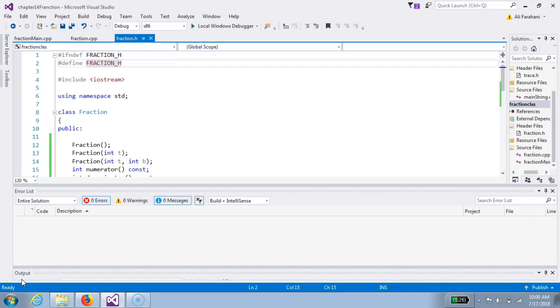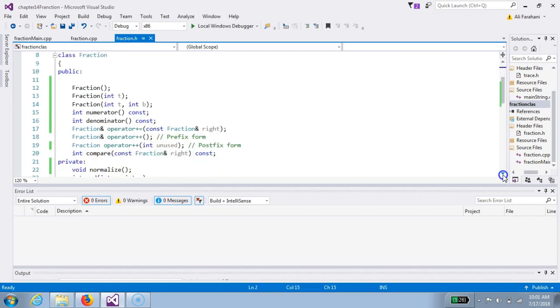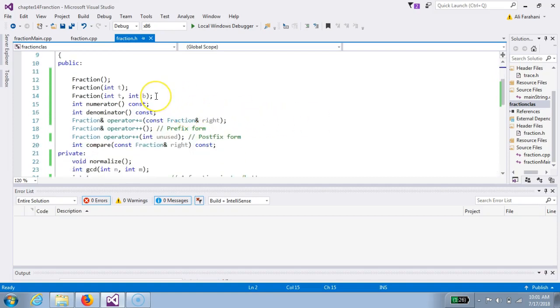Hello class. In this video I'll go over the fraction class that's covered in chapter 14 of your textbook. Here is the header file for the fraction class. You have three different constructors here, as you can see. A default constructor, a constructor that receives one parameter, and a constructor that receives two parameters.